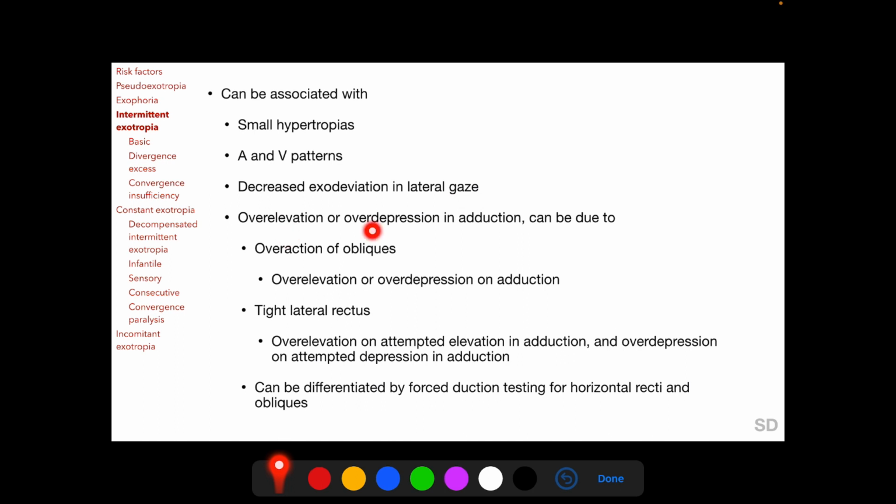Over elevation or over depression in an adducted position can be due to overaction of obliques, which, as we have seen in a previous session, can also be associated with infantile esotropia, or due to a tight lateral rectus muscle in a patient with a long-standing exotropia, and these two conditions can be differentiated by forced duction testing for the horizontal recti and the obliques.